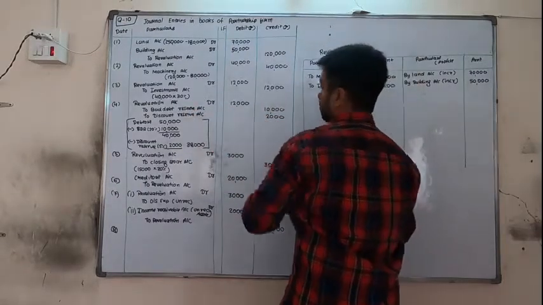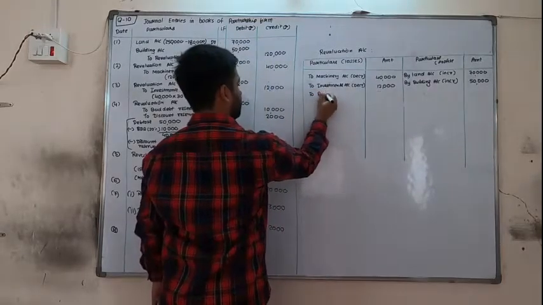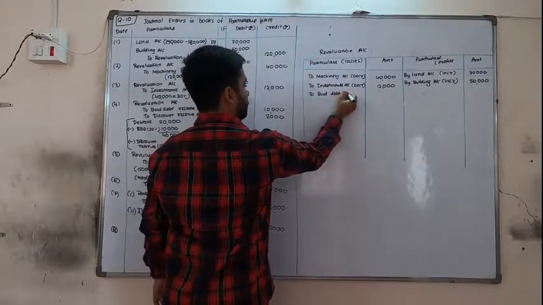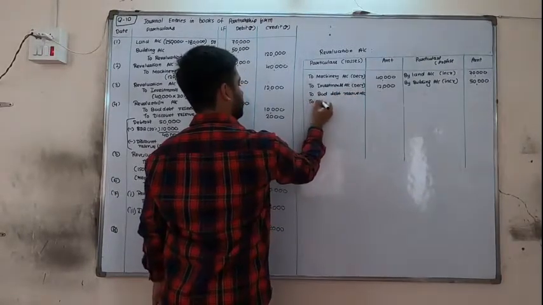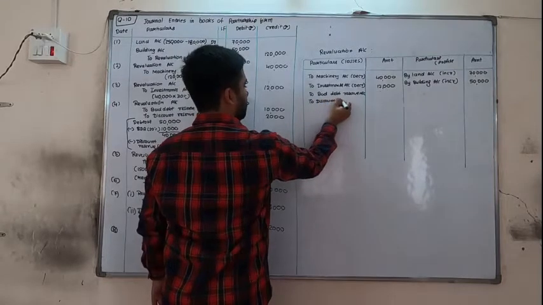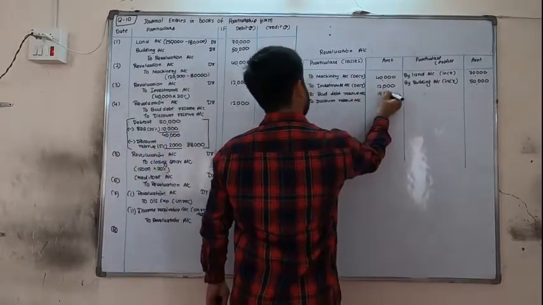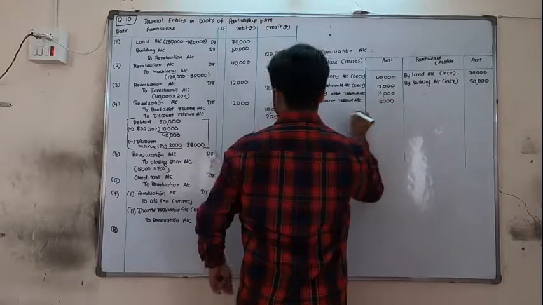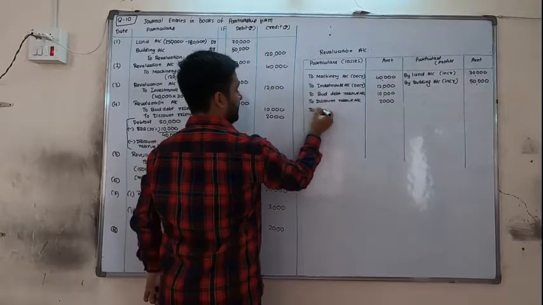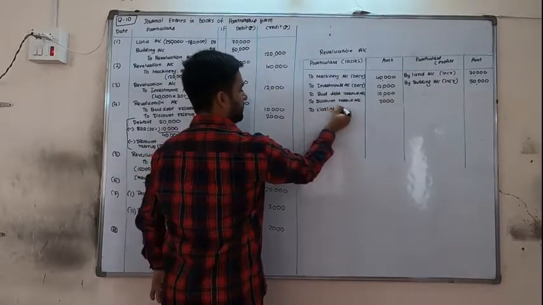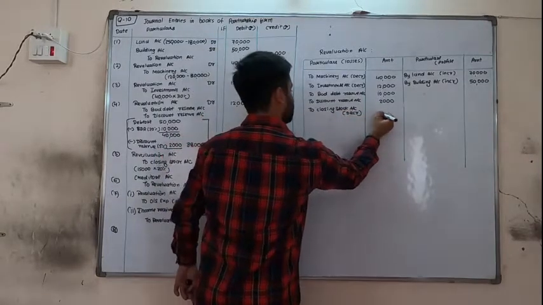Revaluation debit, both are credit, so on debit side, to bad debt reserve account, to discount reserve account, 10,000, 2,000. Revaluation debit, closing stock credit. So again on debit side, to closing stock account in bracket decrease, 3,000.